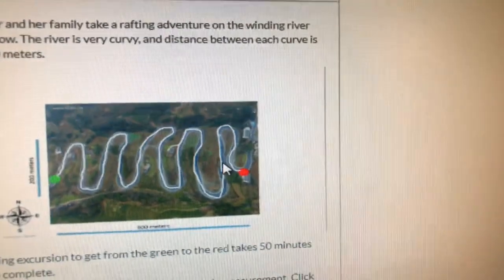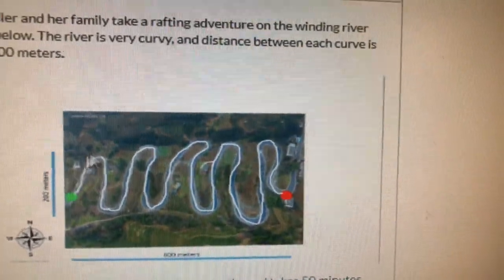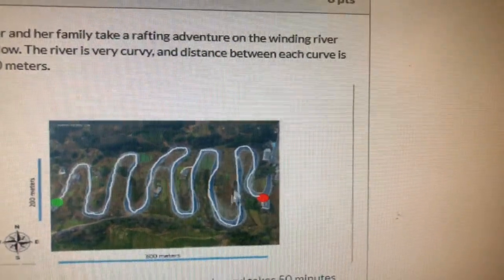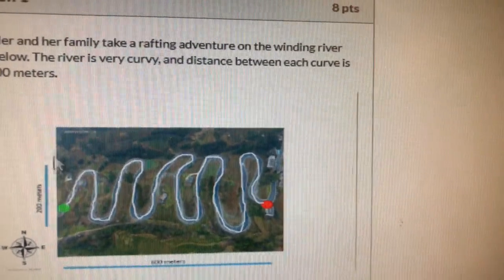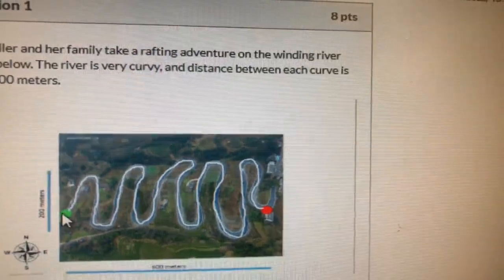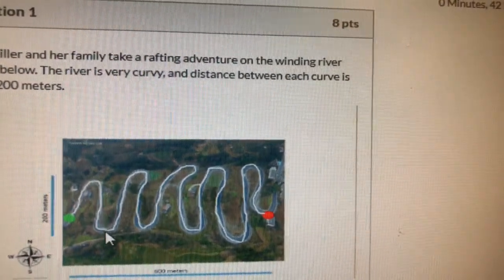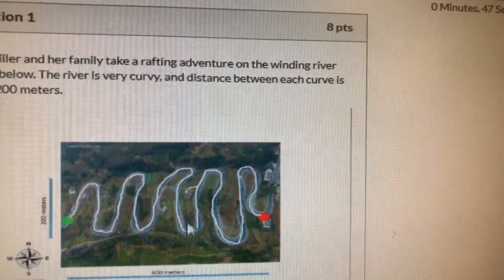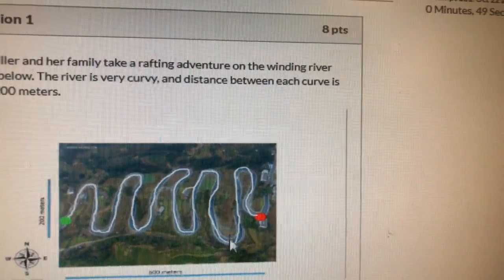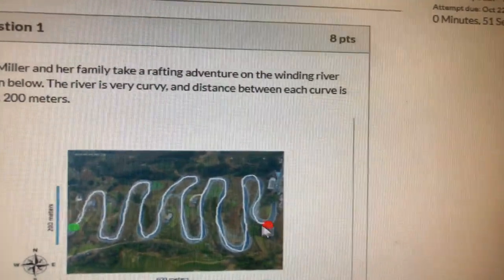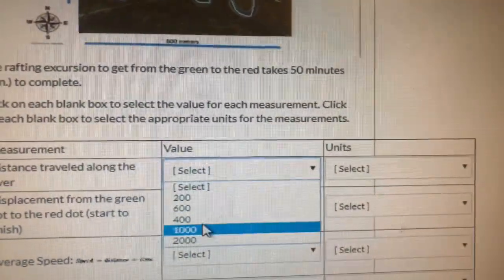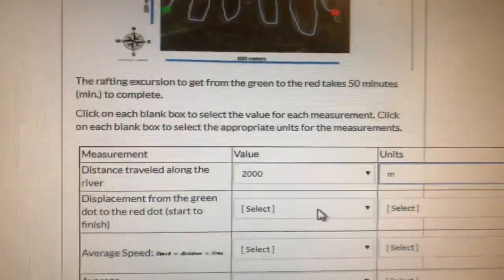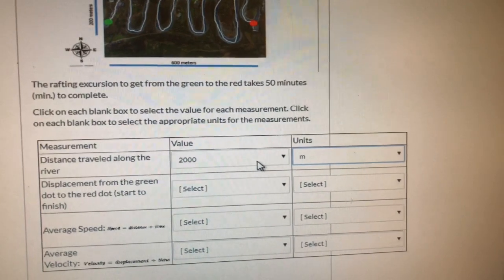So what you need to do for the distance, and I told you to pretend that these are evenly spaced, they're evenly lengthed. Up and down is 200 meters. So just count by 200s for the distance. So 200, 400, 600, 800, 1,000, 1,200, 1,400, 1,600, 1,800, 2,000. So the distance is going to be 2,000, and then your units are going to be meters. Distance doesn't care about direction, okay?